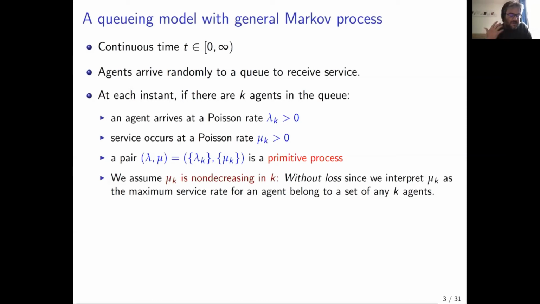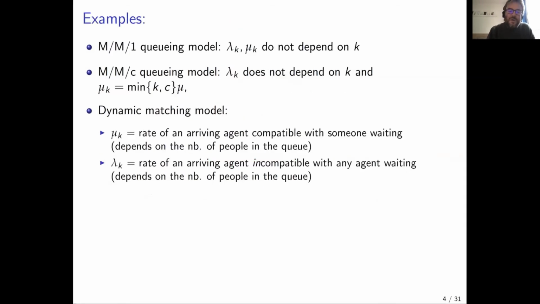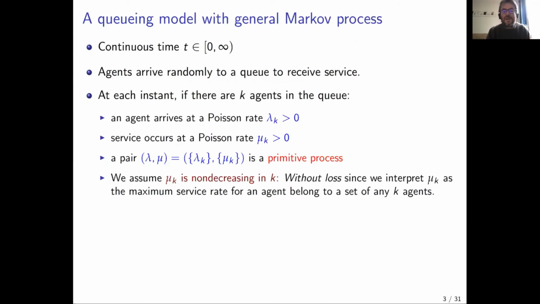The first one is, without loss, we're going to assume that mu k, this service rate, is an increasing function of the number of people in the queue. Why is it without loss? Simply, if you interpret mu k as the maximum service rate for an agent who belongs to a set of k agents, then whatever you can do with k agents, you can also do with k plus 1 agents. And so the service rate must be increasing in the number of agents in the queue. We're going to make more substantive assumptions later on. I mean, still mild, but this one we see as without loss.